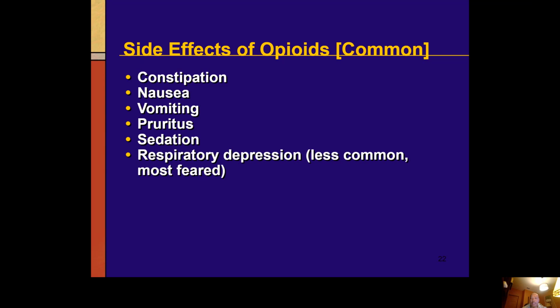So the next slide here, we're dealing with some of the common side effects of opioids. We have constipation, nausea, vomiting, pruritus, which is itching. We also have sedation, and respiratory depression is less common, but it is most feared. Someone stops breathing, that can be a major issue.